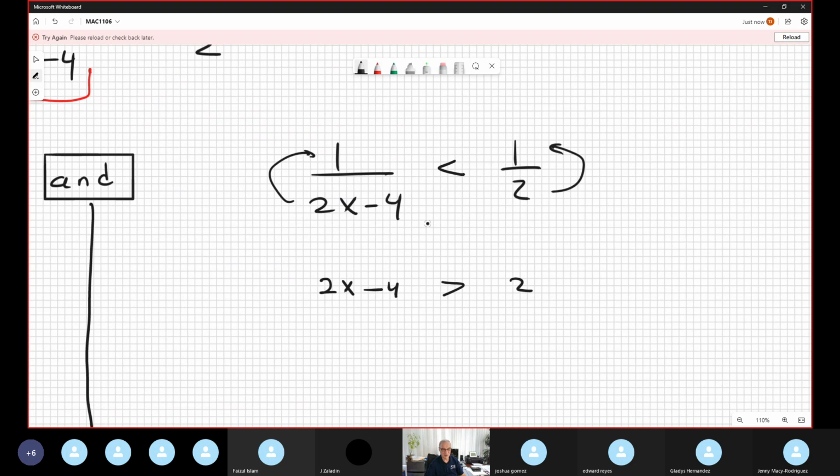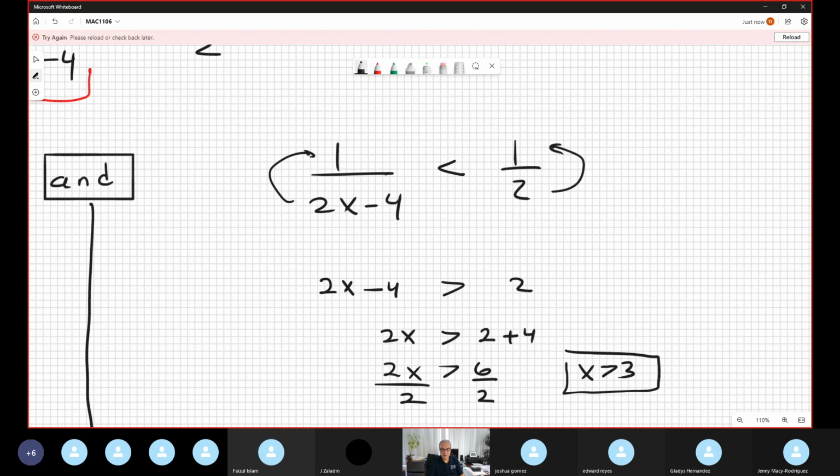Linear is similar to algebra 1. 2x greater than 2 plus 4 is 6. Divided by 2, x greater than 3. And this is my first piece of the solution.